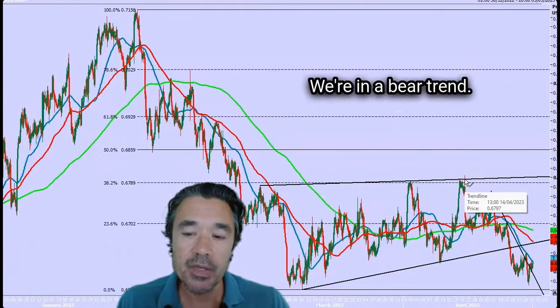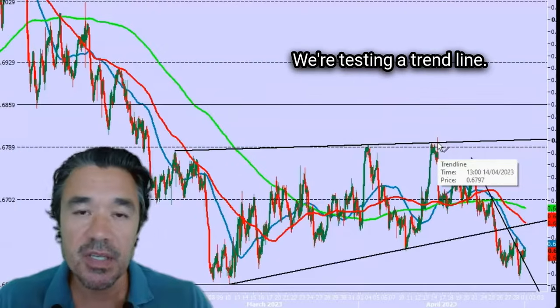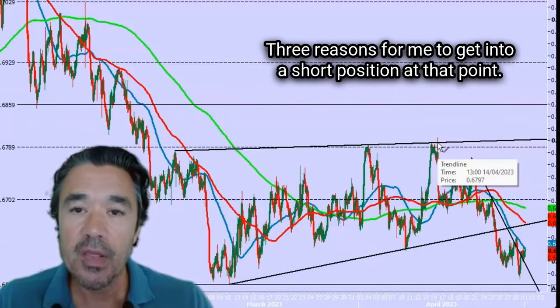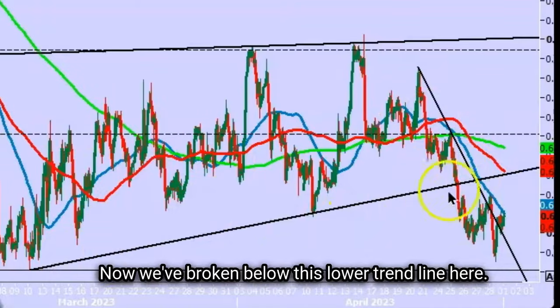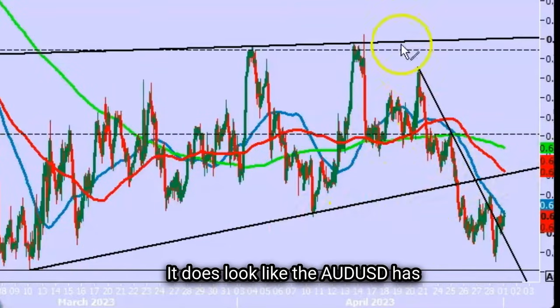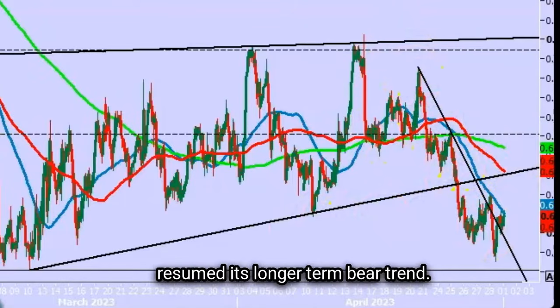We're in a bear trend. We're testing the fib level. We're testing a trend line. Three reasons for me to get into a short position at that point. Now we've broken below this lower trend line here. It does look like the Aussie dollar has resumed its longer term bear trend.